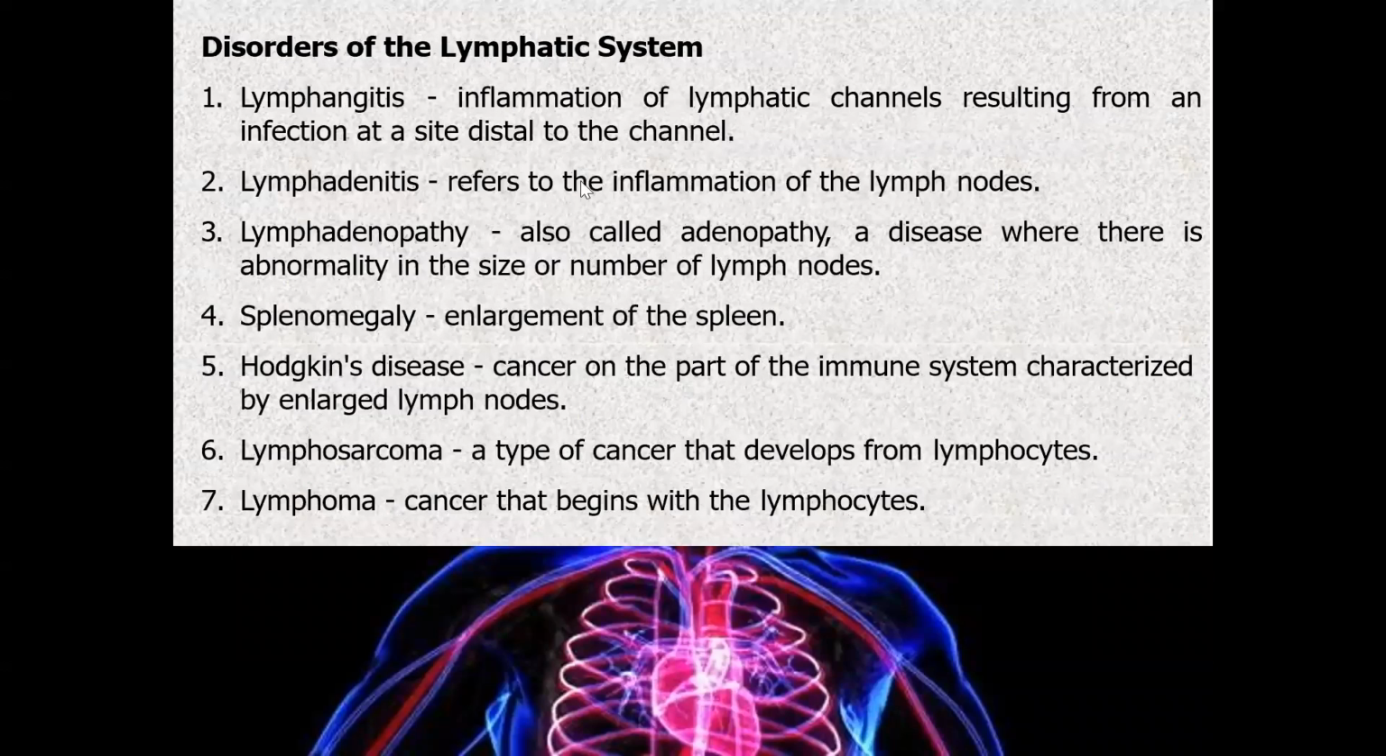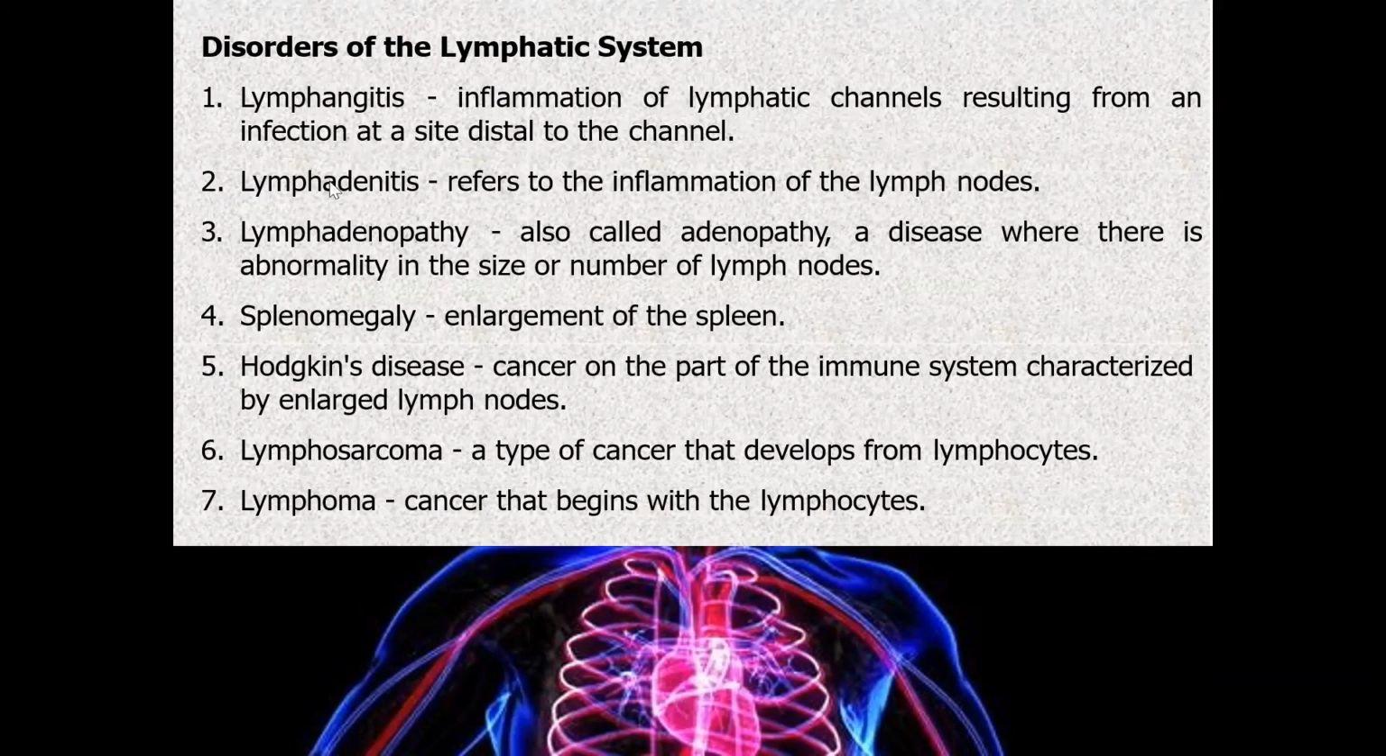Now let's talk about the disorders that you may encounter in the lymphatic system. Okay, so we have lymphangitis. When we say lymphangitis, may itis ka na naman dyan, meaning inflammation. So lymphangitis means inflammation of the lymphatic channels that results from an infection. Okay, so infection at a site distal to the channel. When we say distal, okay, it means a part of the channel is currently having an infection. Okay, and that channel is now inflamed.